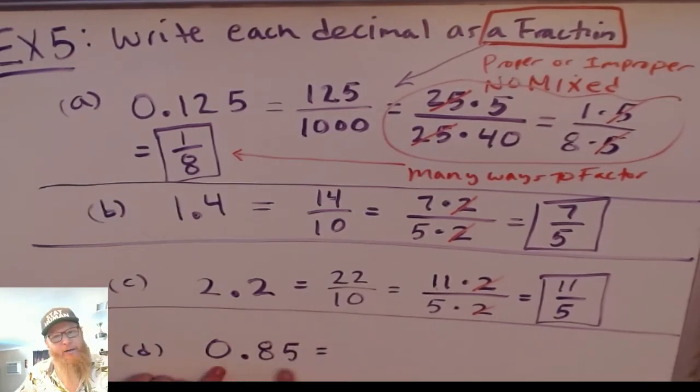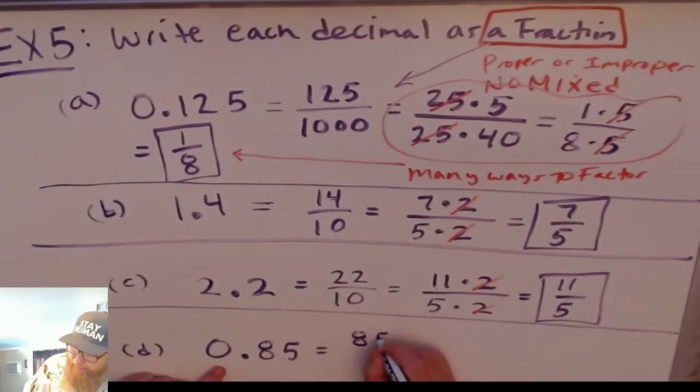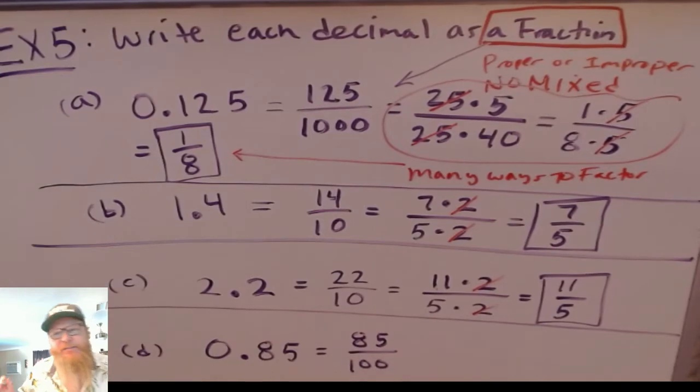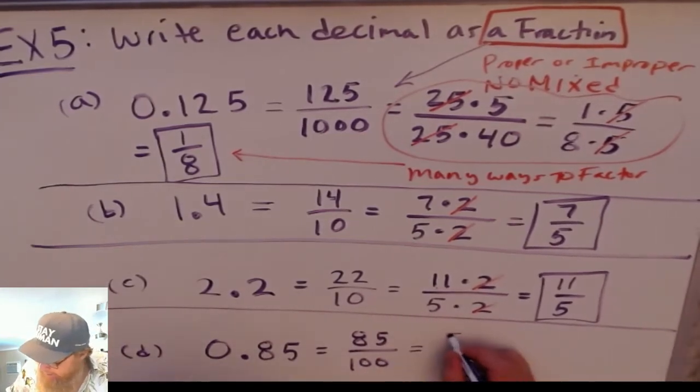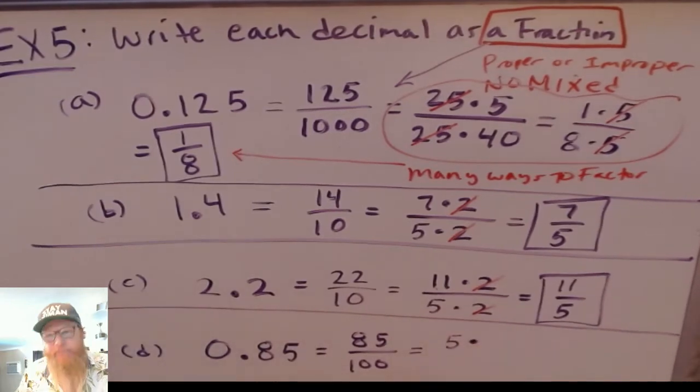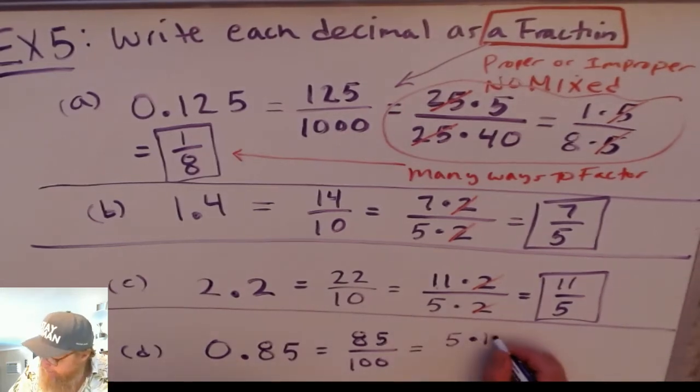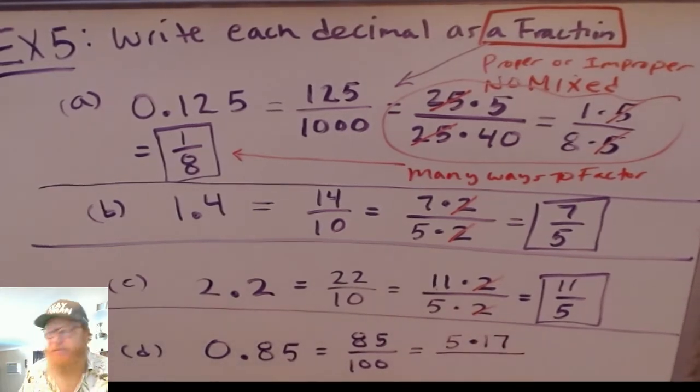And then the last one here, 0.85. Again, read it as a fraction, 85/100ths. And then break it down. 85 is 5 times... Well, let's think this out for a second. 5 goes into 40 8 times. So that means 5 goes into 80 16 times. So that means 5 goes into 85 17 times.